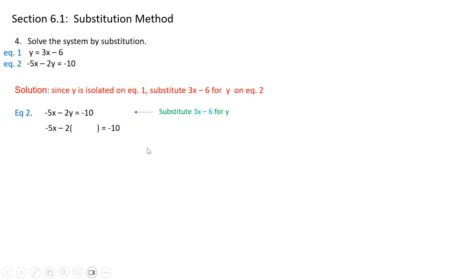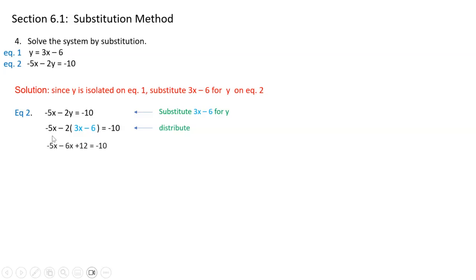Okay, so I'm going to plug 3x minus 6 where the y is, and I use color code. That way you guys can see what we're doing here, and it's better to do it in color. The color coding. There's my y, 3x minus 6. Now I'm going to distribute.